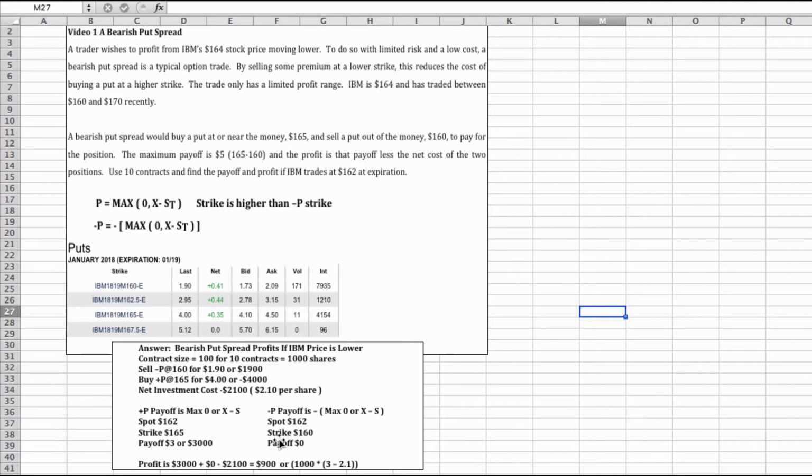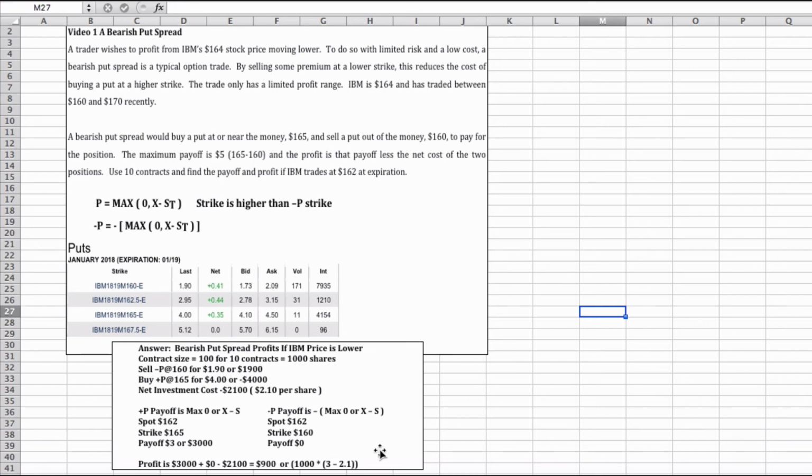So looking down at our payoffs, we evaluate the long put, the short put at 162. We have 3,000 profit on the long, no payoff on the short, no loss also on the short. That's good. And so 3,000 total profit, $2,100 cost is $900 in profit at the end. The other way to reach it would be 1,000 shares times the $3 profit minus the $2.10 cost to set up that spread. And either way, $900 at the end.